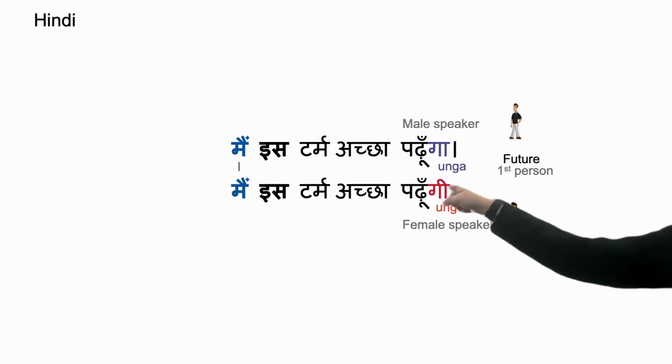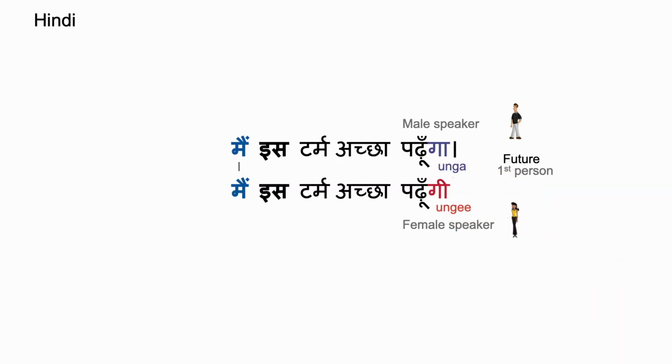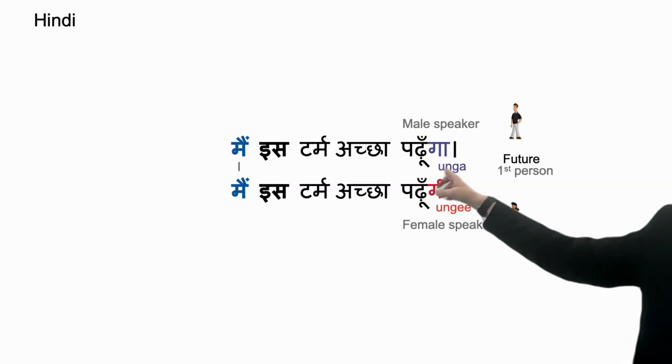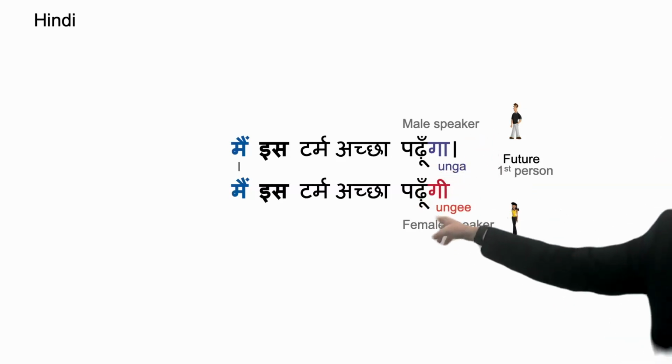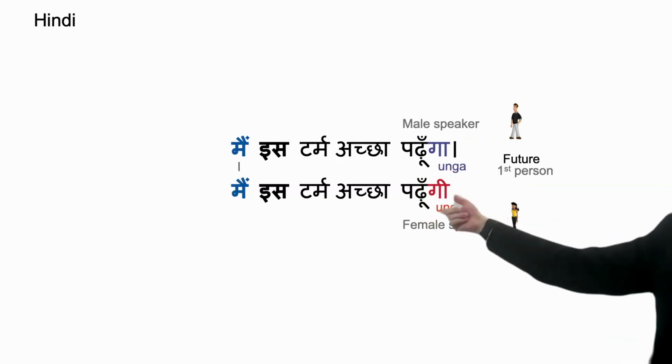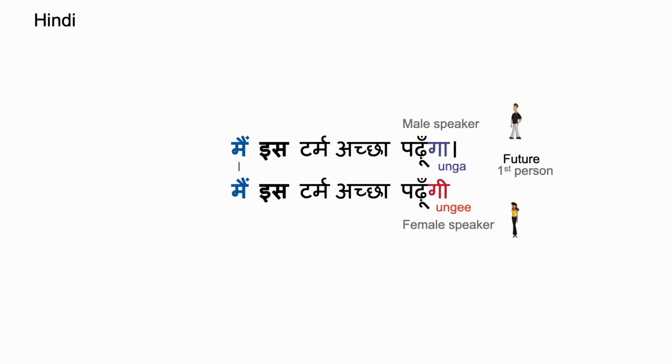In Hindi, you also have future tense and so on conjugated just like French or Italian, right? So padhunga means "I will study", and you also make a difference. Padhungi means "I will study", but as a female speaker, right? This is really a nice language.